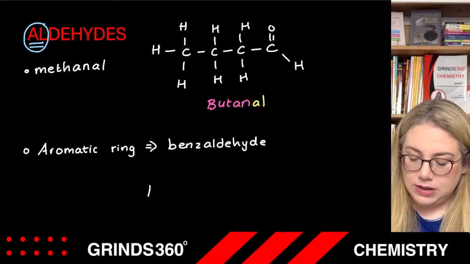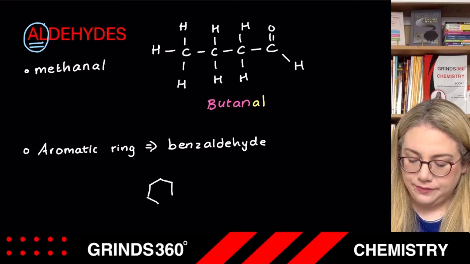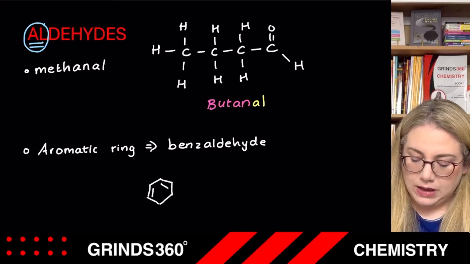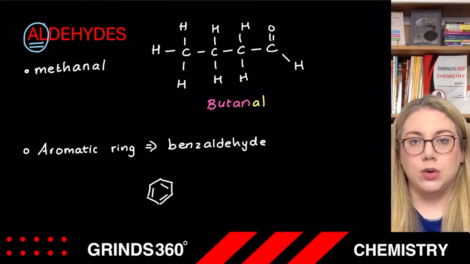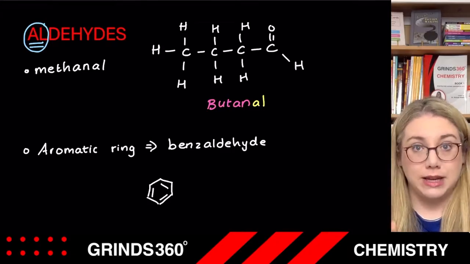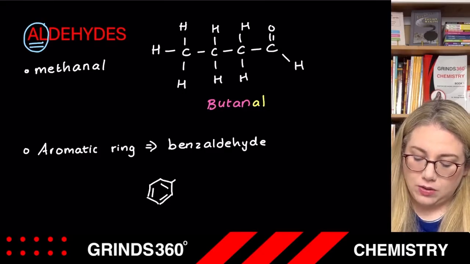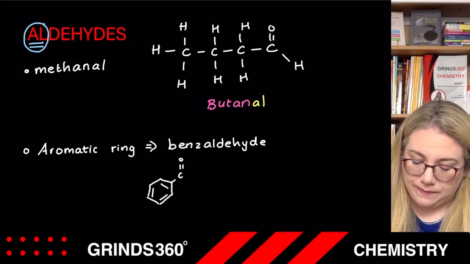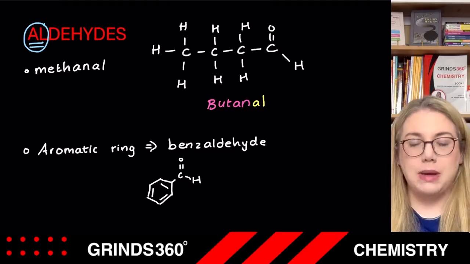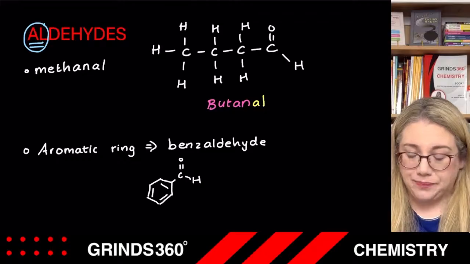Now, to draw it, you draw a benzene ring. You can draw it as 3 doubles and 3 singles, or you can draw it with the circle. It doesn't matter. It means the same thing. And then sticking off the side of it, you draw one aldehyde group, like that. And it doesn't matter which carbon on the benzene ring you pick because they are all the same.